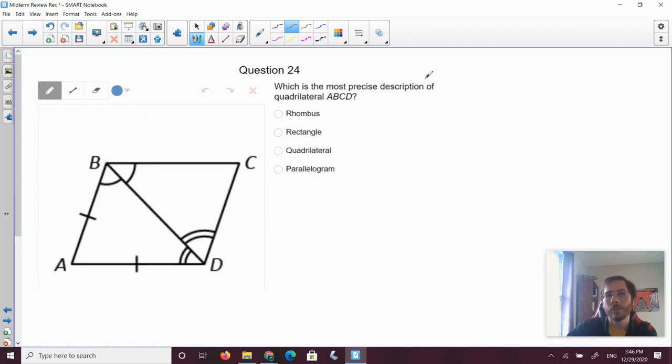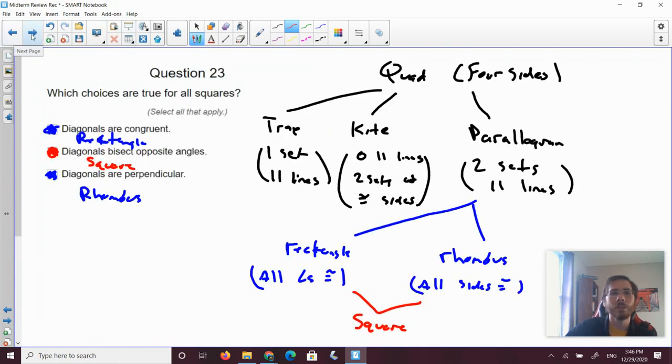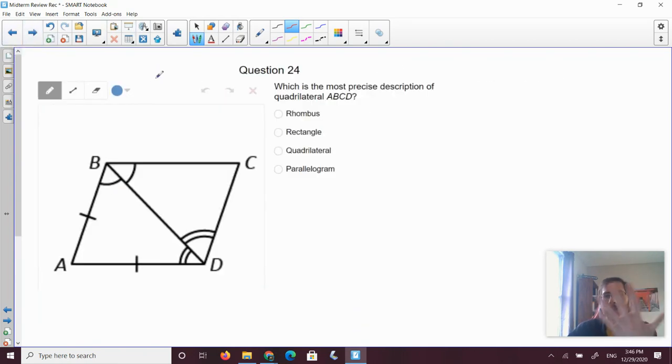24, most precise description for A, B, C, D. So again, we have to use the same quadrilateral family that we did over here, just to decide which one we want to pick. Definitely has four sides, so it's a quadrilateral. So if I can't figure anything else out, I'm going to pick that one. Doesn't really look like they have 90-degree angles, so I'm probably not going to pick the rectangle. But let's see what we can say.